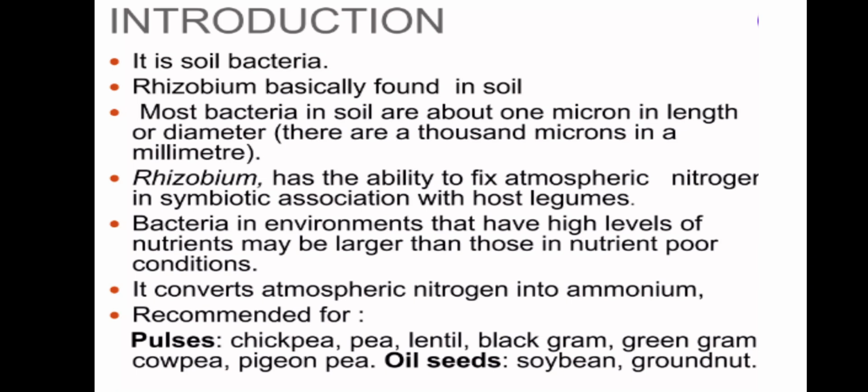Moving to the introduction, rhizobium is a soil bacteria found in soils, about 1 micron in length or diameter, and there are 1000 microns in a millimeter. Rhizobium has the ability to fix atmospheric nitrogen in symbiotic association with host legumes. Bacteria in environments that have high levels of nutrients may be larger than those in nutrient poor conditions. It converts atmospheric nitrogen into ammonium, and it is recommended for chickpea, lentil, black gram, and oil seeds like soybean, groundnut, etc.